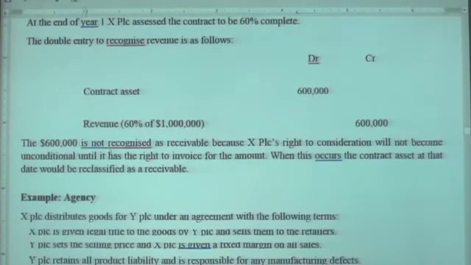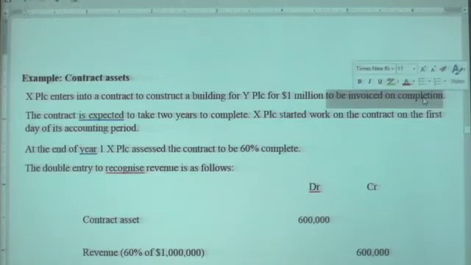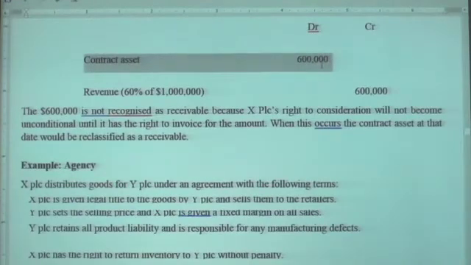The 600,000 is not recognized as a receivable because XPLC's right to consideration will not become unconditional until it has the right to invoice the amount. Why? To be invoiced on completion. Is that clear? You will invoice at the end of the second year. Until you invoice, you will debit it into the contract asset. That's why that account is called contract asset, not receivable. Is that clear?